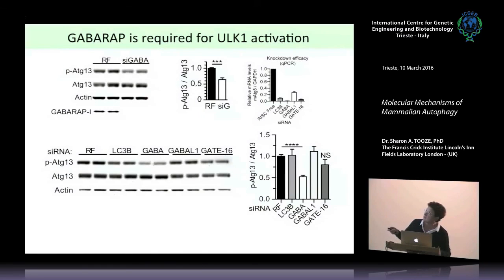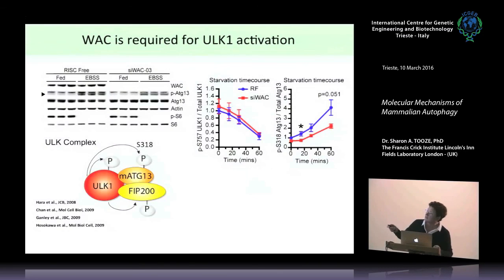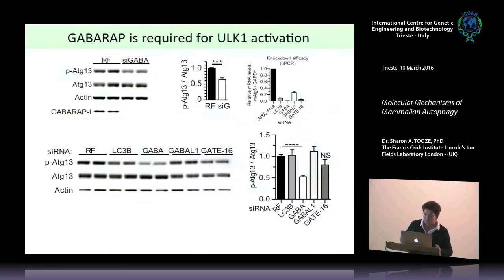you knock down GABARAP. So we knew from the experiments I showed in the previous slide, which I didn't go over, that when you knock down WAC, you decrease ULK activation. And so we asked whether or not we saw the same phenotype when we knocked down GABARAP. So if that makes sense, we would expect, if they're in the same pathway, to have the same phenotype. And indeed, we did see a diminution of ATG13 phosphorylation pretty much only with the GABARAP, which is shown here.